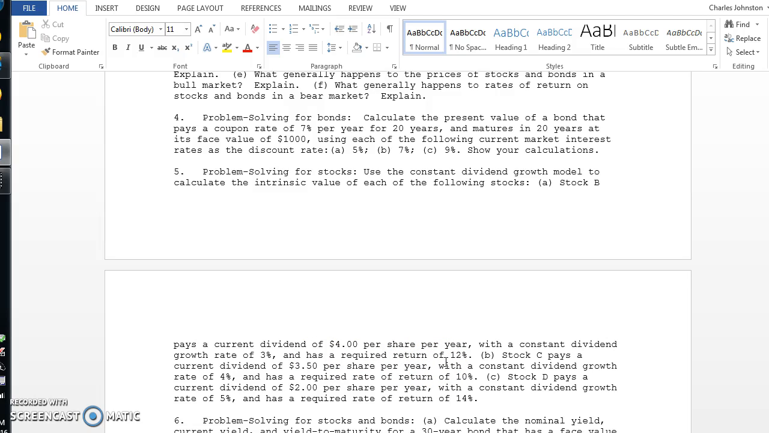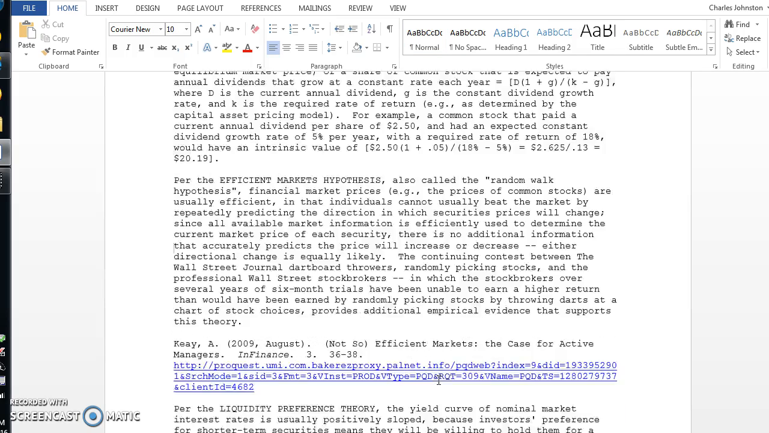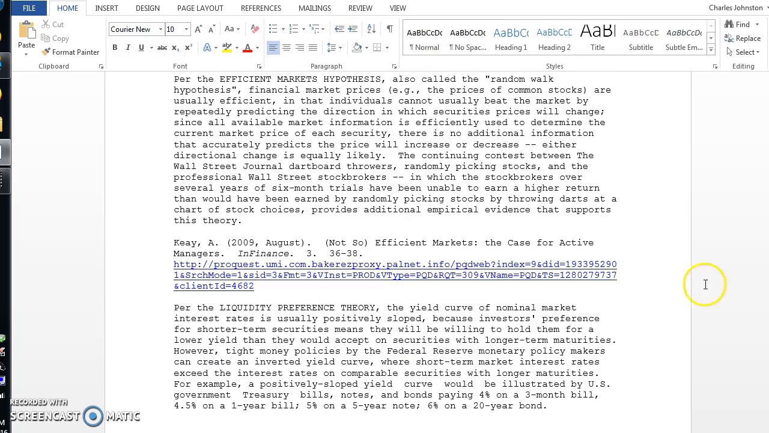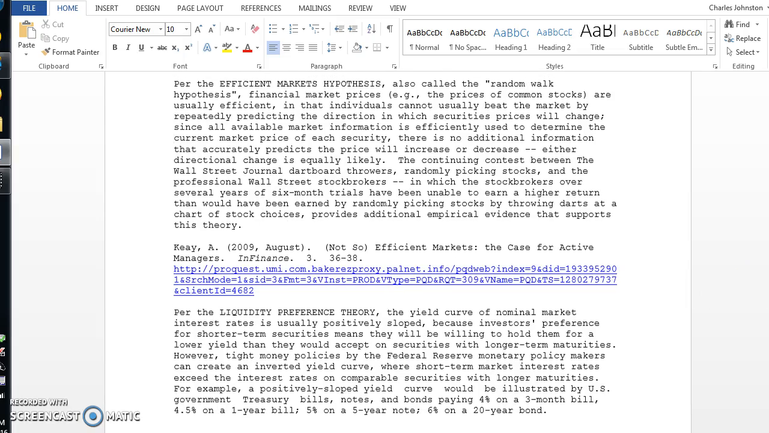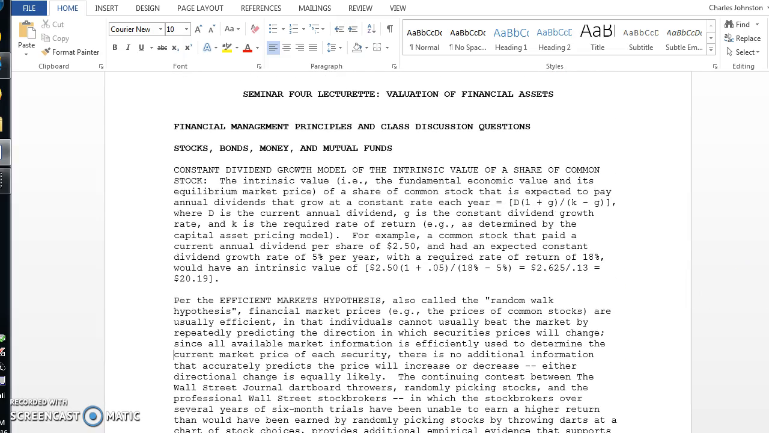So to solve the different parts of this problem, you need to go back and use the principle that we just presented, this constant dividend growth rate model of the intrinsic value of a share of common stock.